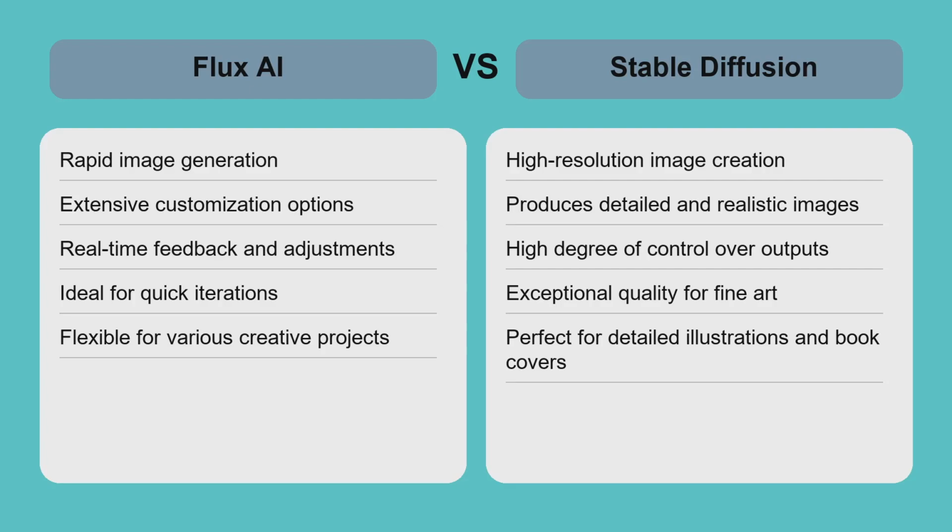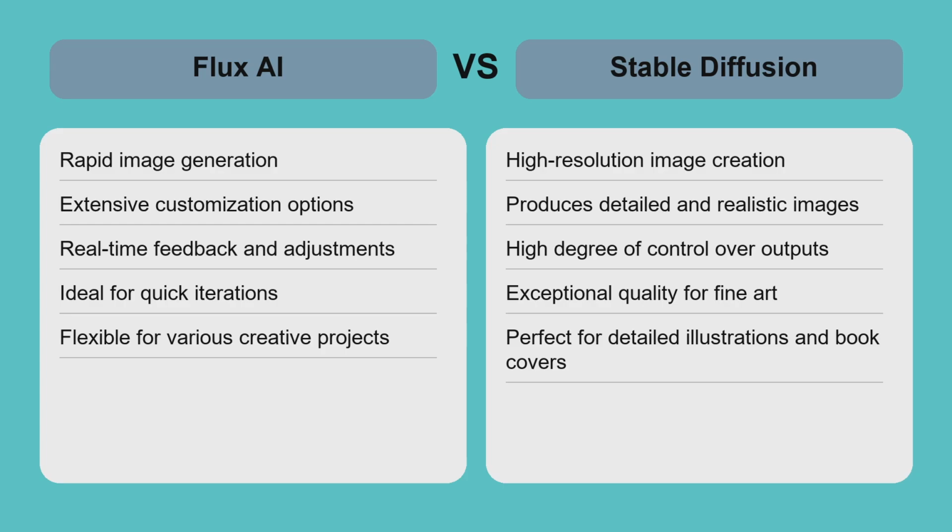When comparing Flux AI and Stable Diffusion, consider your project needs. If you require fast image generation with customization options, Flux AI is the better choice. It's perfect for quick iterations and creative experimentation. On the other hand, if your focus is on producing high-quality detailed images, Stable Diffusion excels in that area, although it may take longer to generate outputs.